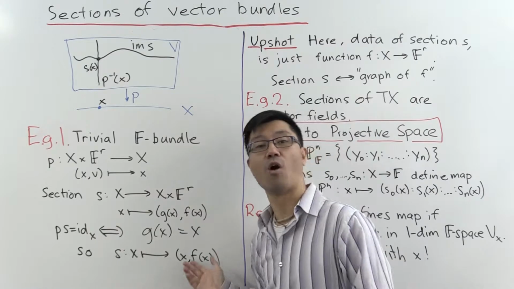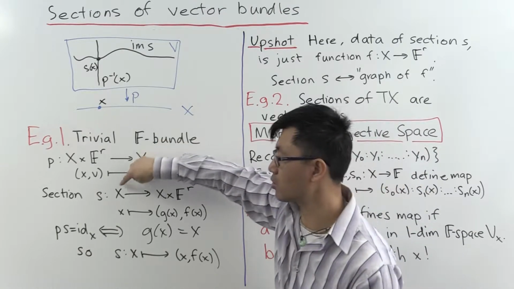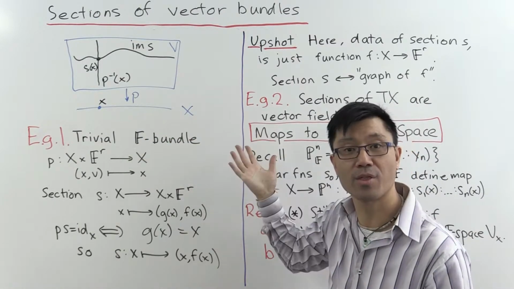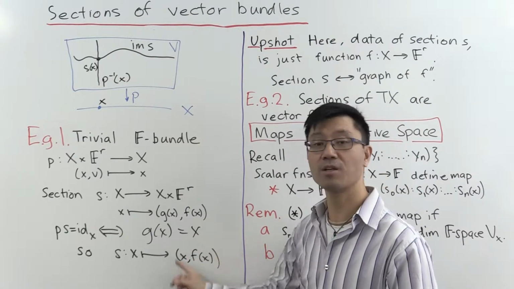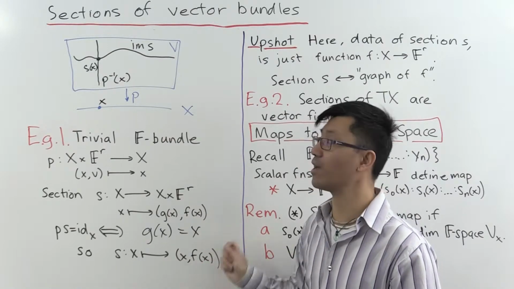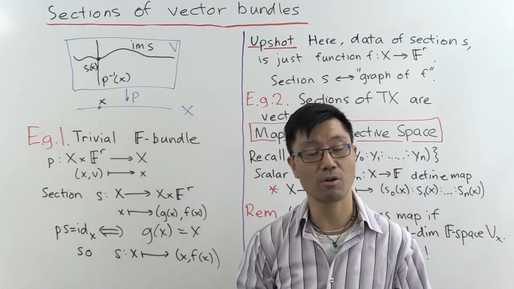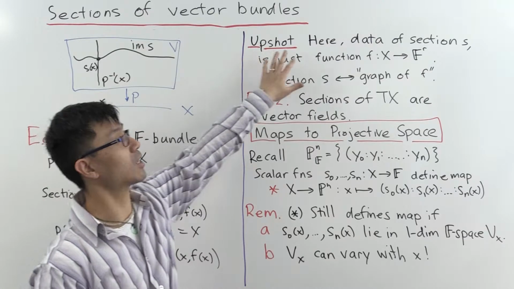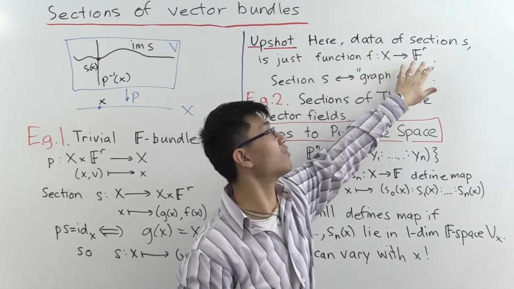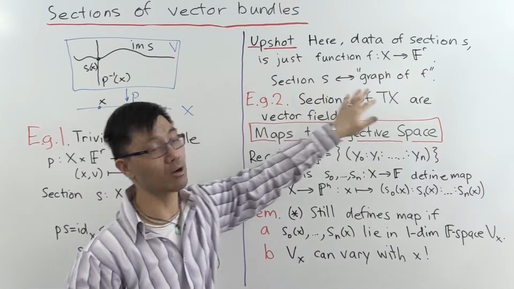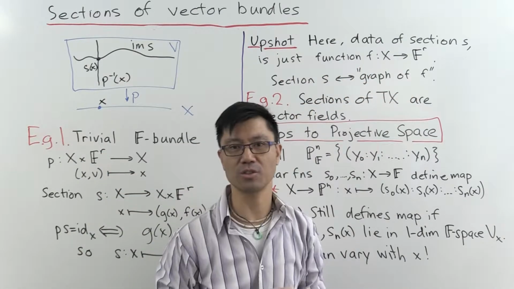So what's the data that's involved to actually give something like this? The only thing you need is this function f of x, which goes from X to F to the r. That's all that's involved. And what's the set of all these (x, f of x)'s? Well, you can think of this as just the graph of f. So the set of all these points, it's like the image of the section, it's going to be a graph. So that's the most important upshot here. The data of a section, if you have a trivial vector bundle, is just a function from X to F to the r. And the exact correspondence is that the section corresponds more to the graph of the function.